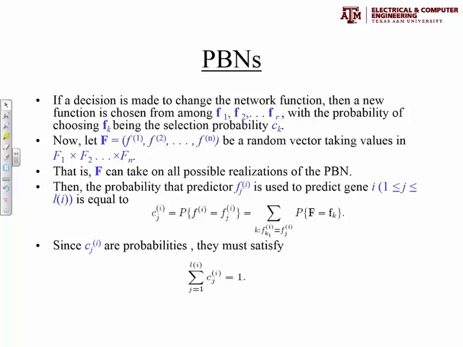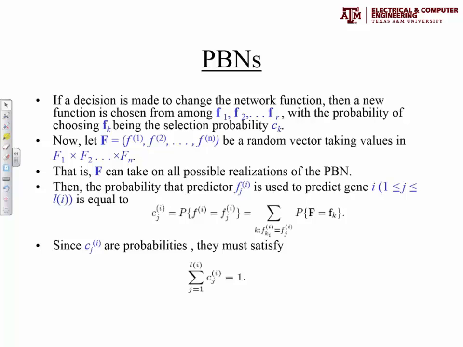So if a decision is made to change the network function, then a new function is chosen from among F1, F2 up to Fr, with the probability of choosing Fk being the selection probability Ck. Now let F = (F1, F2, up to Fn) be a random vector taking values in F1 cross F2 up to Fn, so that F can take on all possible realizations of the PBN.